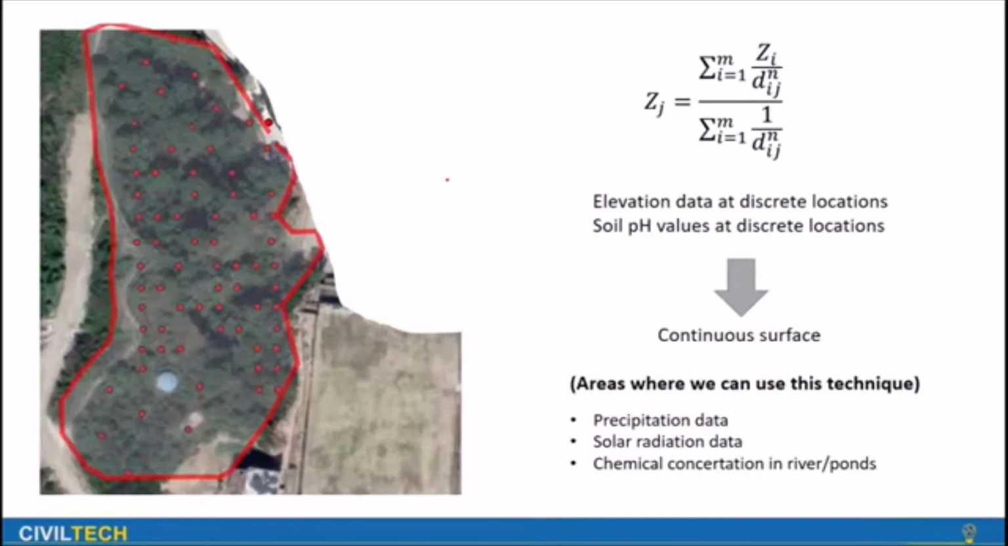So this is one small example just to demonstrate how we are going to interpolate the values. Very easily we can find out the variation of the chosen parameter over the entire area, pixel by pixel, without even doing any field survey. So that's the beauty of GIS, right?